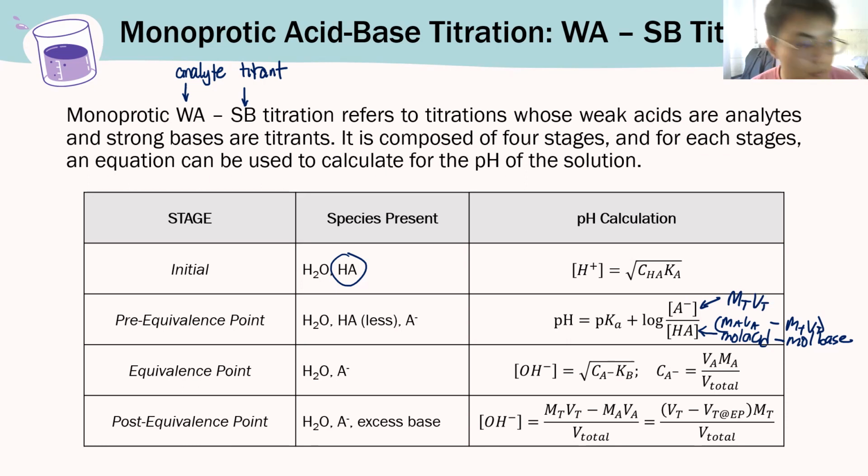Meanwhile, the amount of the acid remaining is the difference between the original acid minus the base. So MAVA minus MTVT. Okay, so very simple na. Ayan. So tandaan nyo na lang ito. Burahin ko na ito, nasa baba na ito. So it's MAVA minus MTVT sa denominator, MTVT sa taas. Ayan. Okay. So sabi ko sa inyo, kaya nyo gumawa ng equation as long as alam nyo kung saan sila nanggagaling.